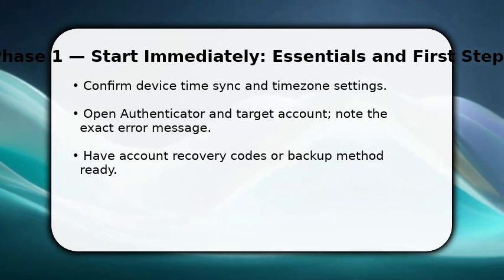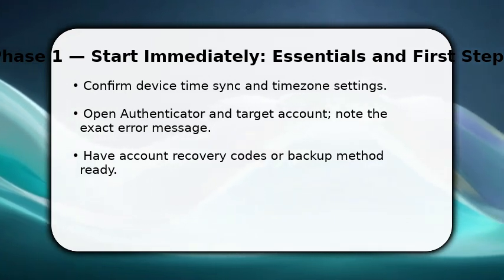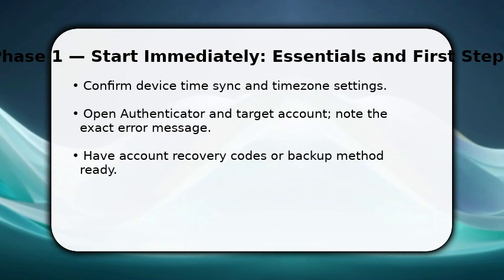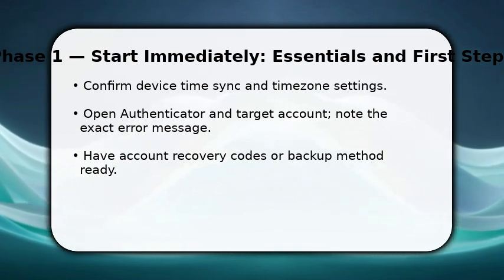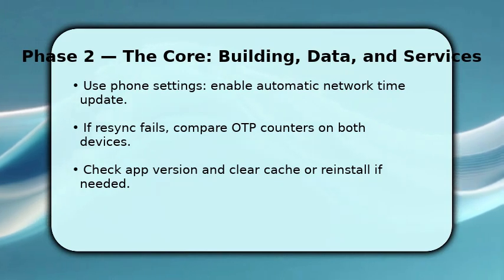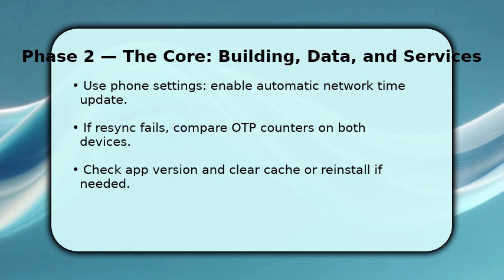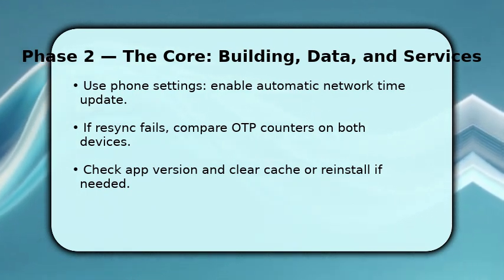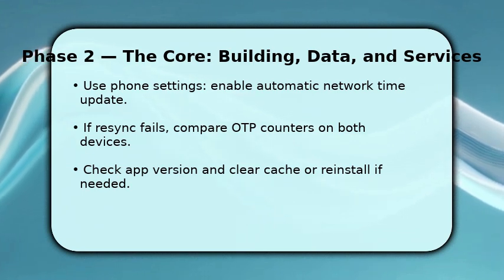You will act now. Check system time, reboot the phone to force a network time update, and keep the original device nearby for verification. Next, you resync and run deeper checks because codes are time-based. Discrepancies cause failures. First, enable automatic date and time in settings so the phone uses network time, then open Authenticator and request a new code.